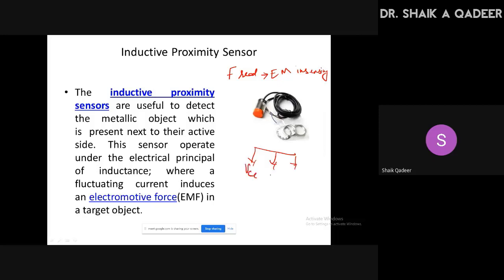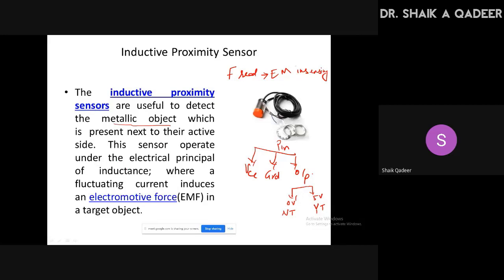This is VCC, this is ground, and this is output. This output may give either 0 volts or 5 volts. What is the meaning of 0 volts? No target. What is the meaning of 5 volts? There is a target. Okay, this I already told you, it is used for metallic object detection.